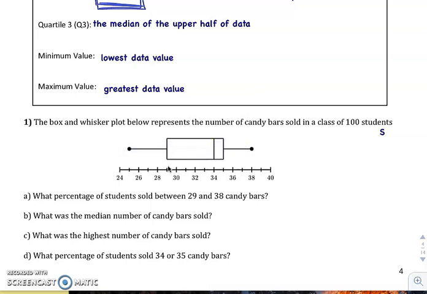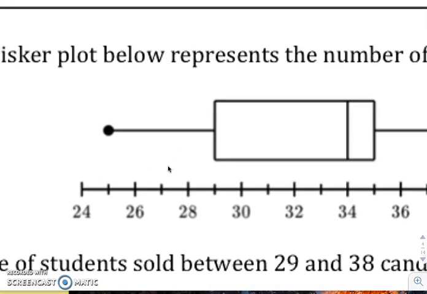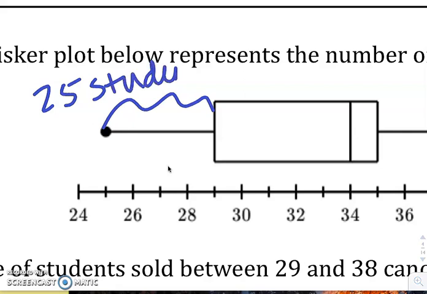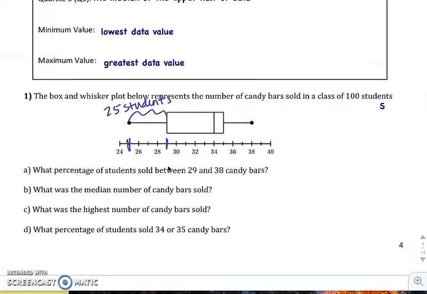That's okay. What it's saying is, if there's 100 students, each section is 25 students. 25 students sold between 25 and 29 candy bars. That's what it's telling you. The reason they're different sizes is because it might range from what they actually sold.